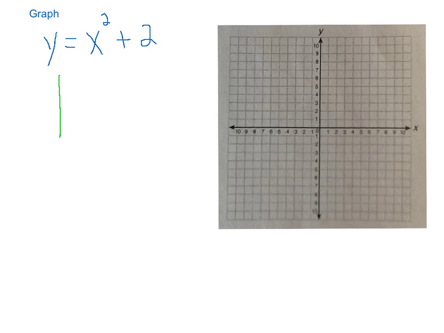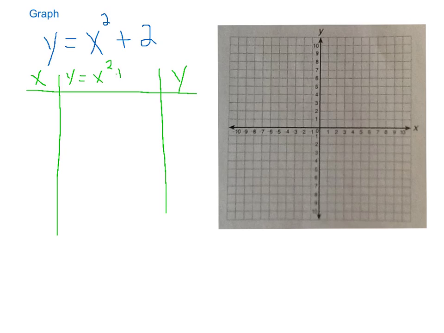So I'm going to put a column here to represent the x, and a column over here to represent y, and then in here this is all going to be y equals x squared plus 2. I'm going to pick some values for x. Let's say we pick some positive numbers and some negative numbers. I'm going to pick negative 2, negative 1, 0, 1, and 2.